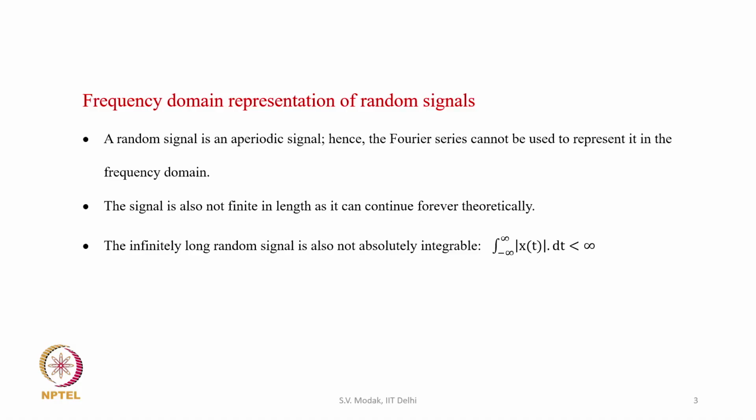The random signal is also not absolutely integrable. That is, if we integrate the absolute value of the random signal over the complete time axis, that integration is not finite. So it is not absolutely integrable. For such signals which are not absolutely integrable, the Fourier transform does not exist. So therefore, neither Fourier series expansion is applicable for a random signal nor can the Fourier transform be taken. So how can the frequency domain representation of a random signal be determined? What frequency components make up the signal? How can that be determined?